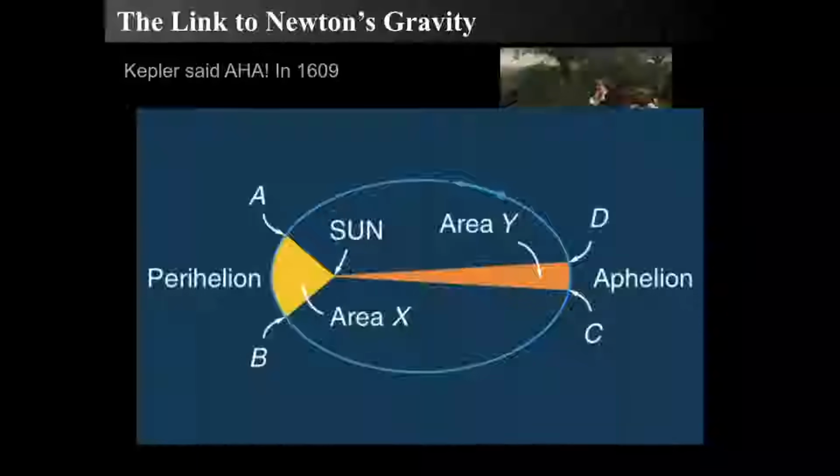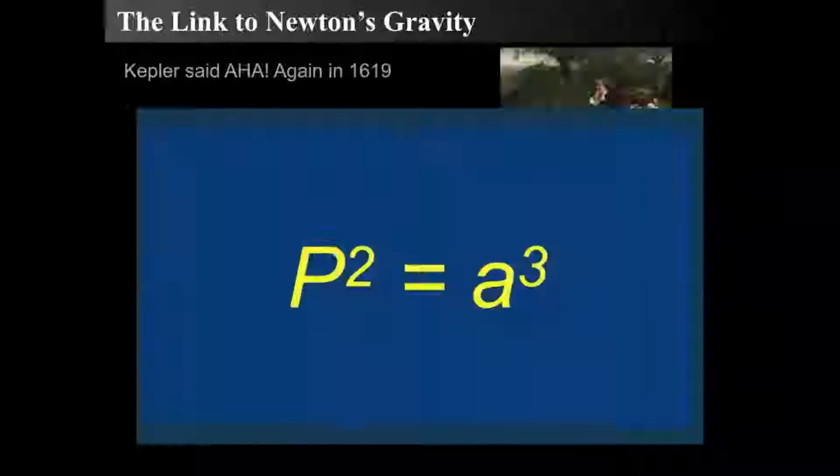Then he also determined that when a planet was close to the Sun, it moved faster than when it was far from the Sun. That led him, again in 1609, to declare that the period of the orbit of a planet squared is equal to its average distance A cubed, for all planets orbiting the Sun. That works really well, where the period is measured in years, and A is the relative distance between the planet and the Sun compared to the Earth's distance from the Sun.